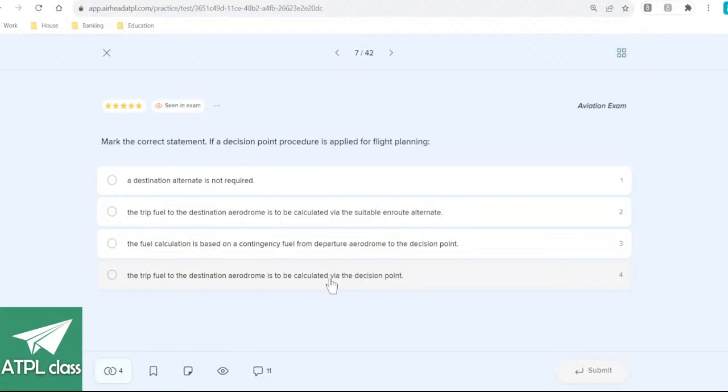Okay, so decision point procedure is applied for flight planning. So what we do is take 5% from the decision point to destination. Trip fuel to the destination aerodrome is to be calculated via decision point. That sounds sensible. The fuel calculation is based on contingency fuel from departure aerodrome to the decision point. No, because it goes to the alternate for contingency, or the second bit. Trip fuel to the destination aerodrome is to be calculated via the suitable en route alternate. It's not really an en route alternate, it's more of a destination alternate. So I'm going to go for the bottom one.